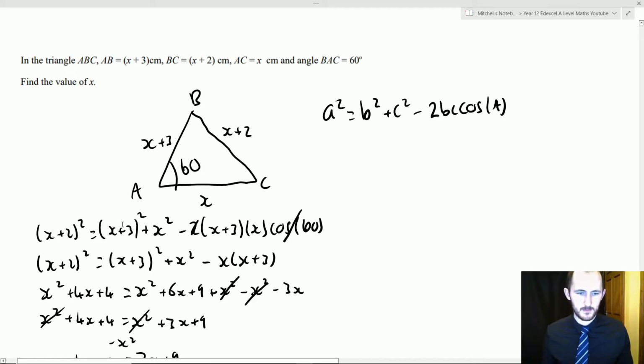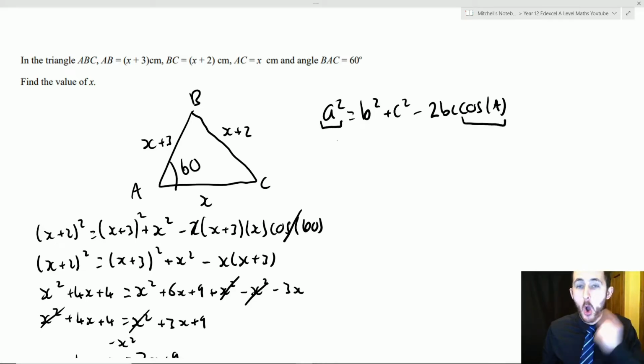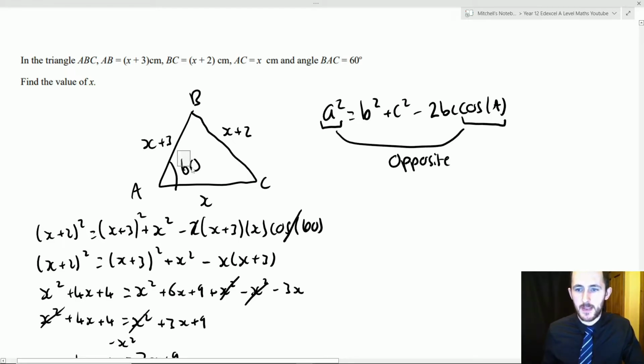Why does it have to be? Oh, good question. Okay. So, in the cosine rule, this side has to be opposite that angle. Okay? So these two things have to be opposite. If I have a look at my diagram, the angle 60 degrees is opposite x plus 2 squared. Because x plus 2 is the side BC. And the angle is BAC.